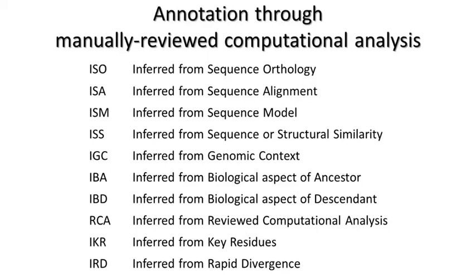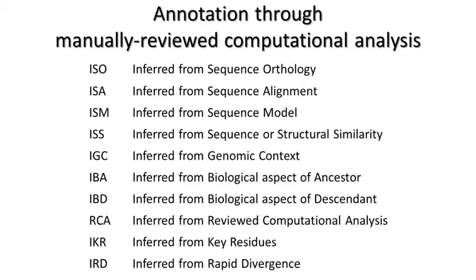Other annotations include IGC, inferred from genomic context, such as operon structure, syntenic regions, pathway analysis, and genome scale analysis of processes. IBA, inferred from biological aspect of ancestor by phylogenetic evidence. There is also an IBD, inferred from biological aspect of descendant, which is defined in GO, but for some reason no gene is associated with it.